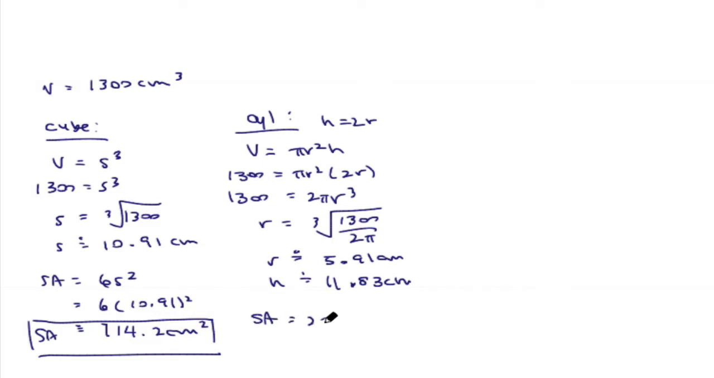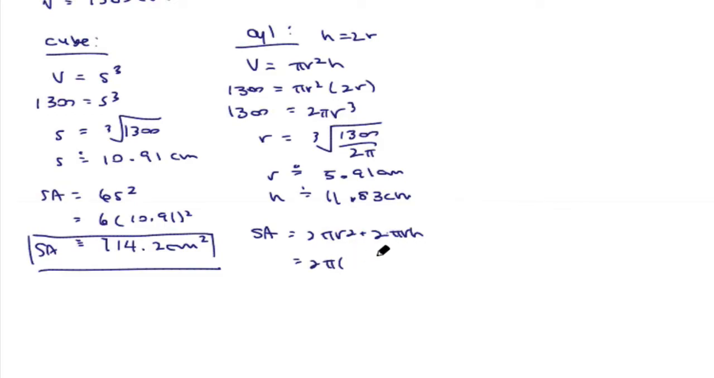The surface area of a cylinder is 2 pi r squared plus 2 pi r h. Let's plug in what we got for radius and height. So we got 5.91, and then we got the height to be 11.83. And we get surface area to be approximately 658.7, or 658.8 if we round, centimeters squared.